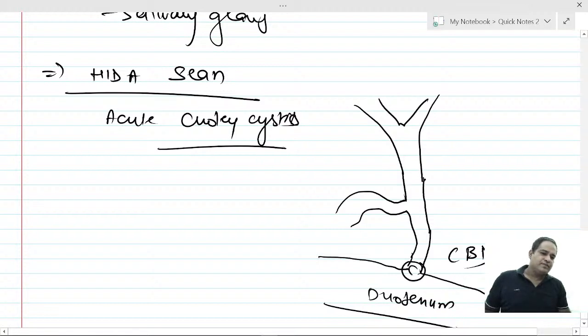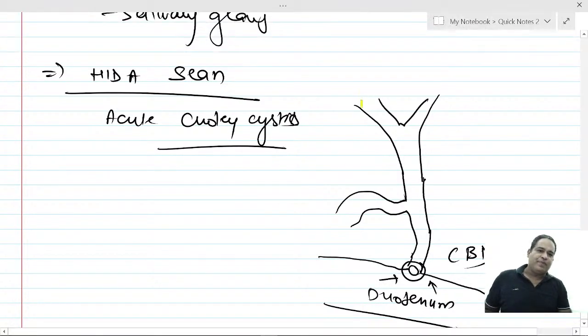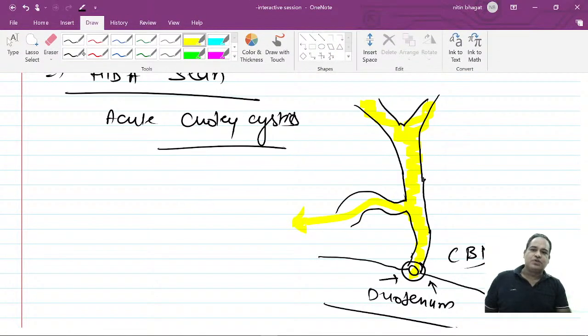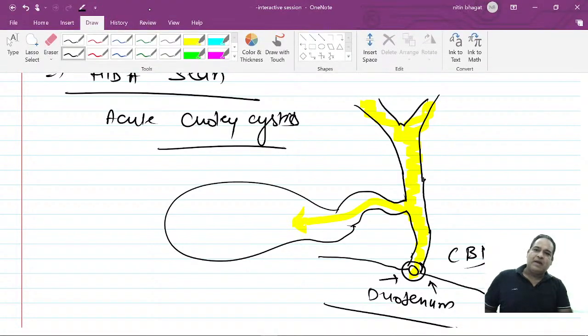Now this sphincter is always closed. So when you give HIDA to your patient, it gets concentrated. When the sphincter is closed, it goes into the gallbladder. It will fill up the entire gallbladder. But what happens in acute cholecystitis?